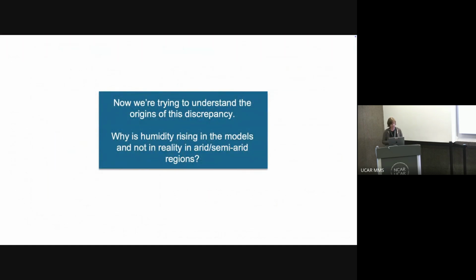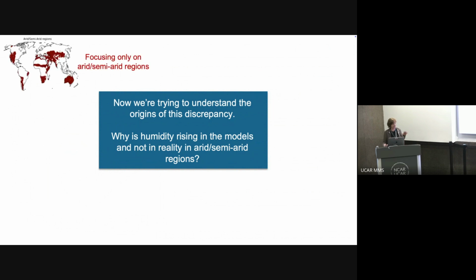So now we're trying to understand the origins of this discrepancy and address the question: why is humidity rising in the models and why is it not rising in reality in arid and semi-arid regions? Here I'm just going to focus on the arid and semi-arid regions of the world, and I'm just going to be focusing on CSM2 for now. We'll expand to other models later.